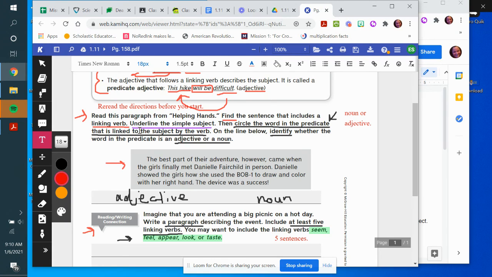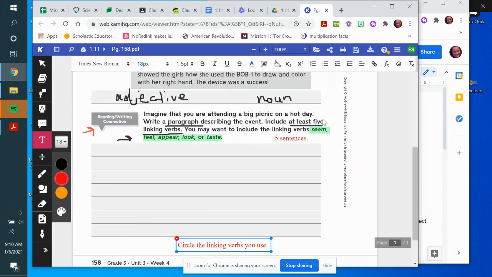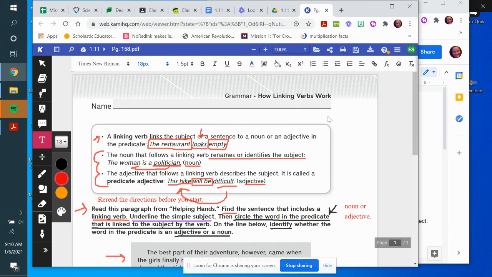Okay? Up here, you're underlining. You are circling. You are identifying whether it's an adjective or a noun. There's a lot going on here. Don't be that kid who doesn't reread directions and figure out what they're supposed to be doing.